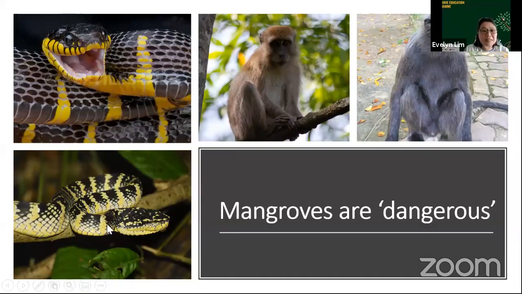For example, snakes. Many people have a very, very strong dislike for snakes, because of their physical characteristics. Again, because of the impression, you see snakes, you will be attacked and you will die. These are what people believe. And for Peninsular Malaysia, what usually happens is the conflict between humans and macaques.